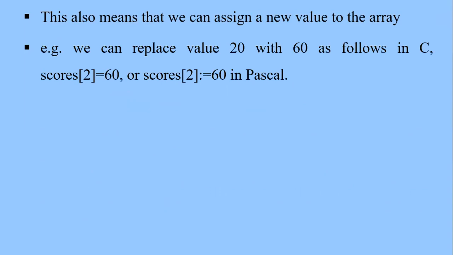This also means that we can assign a new value to an array element. For example, we can replace value 20 with 60 as follows in C: scores subscript 2 assigned 60. Or we can do the same in Pascal, with 60 assigned to subscript 2 in the array scores. The only difference between the way we assign in C and in Pascal is the assignment operator.